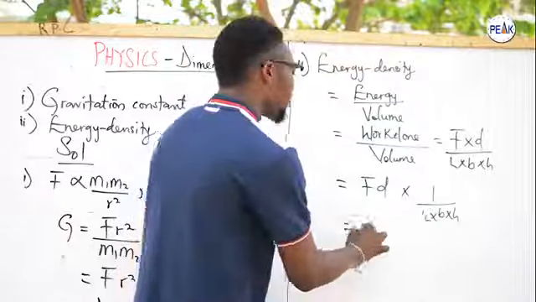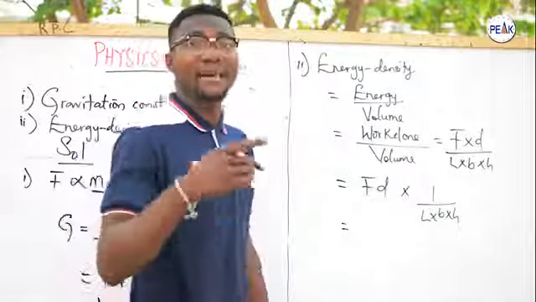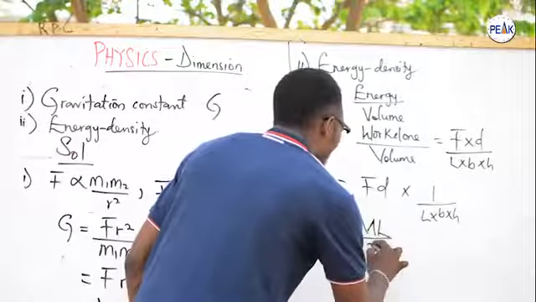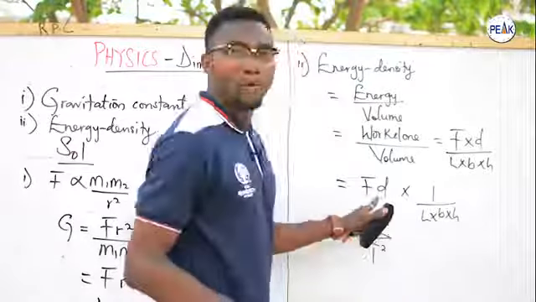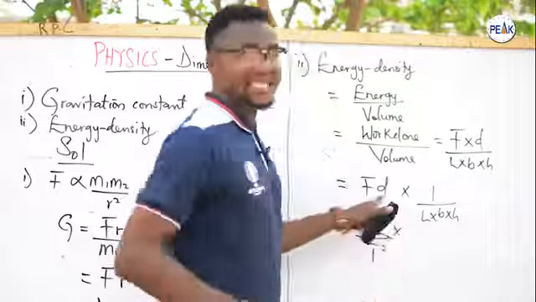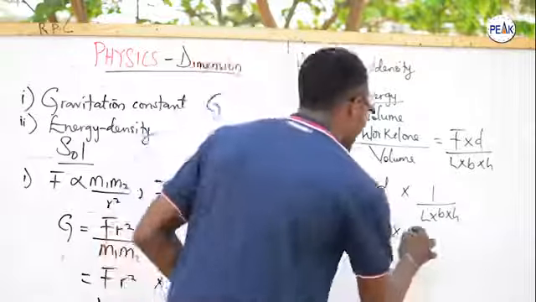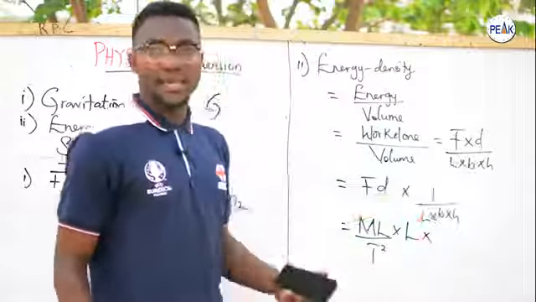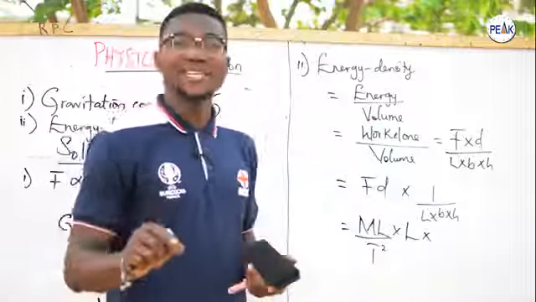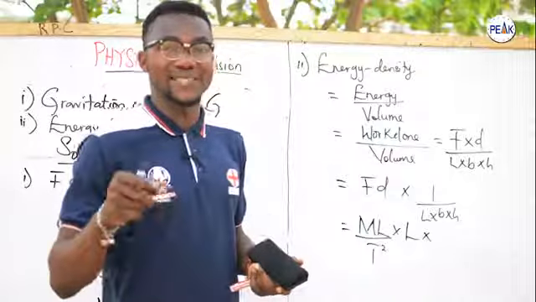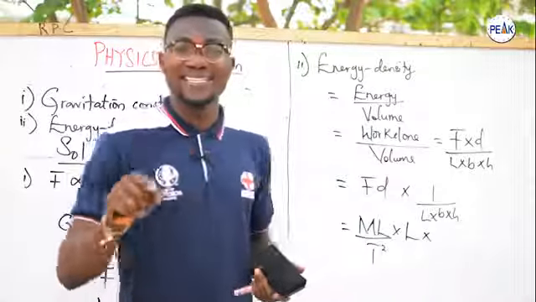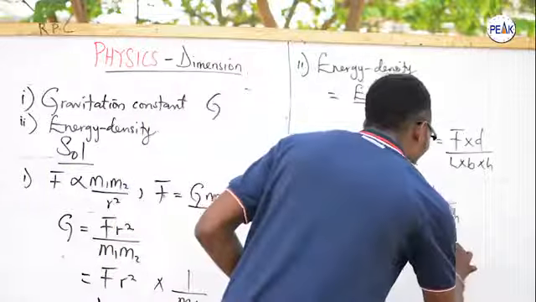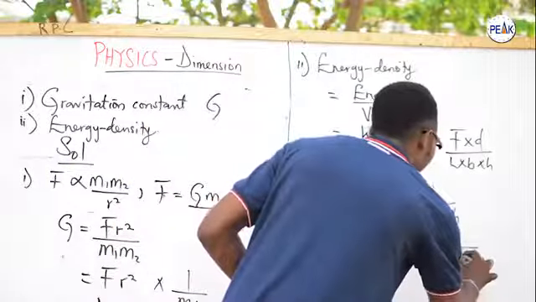So what is the dimension for force? The dimension for force is ML over T². So I have ML over T² multiplied by distance. Distance is length, so you represent it with capital L. Times, now I have 1 over volume here. Length is length, breadth is also length, and height is also length. So represent it with length times length times length, which is L³. So I have 1 divided by L³.